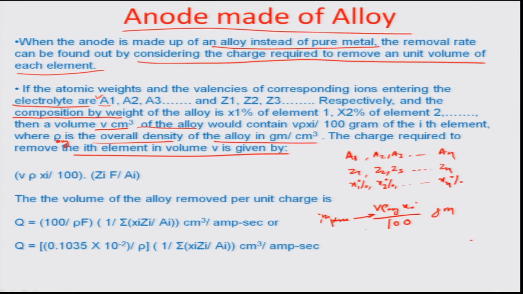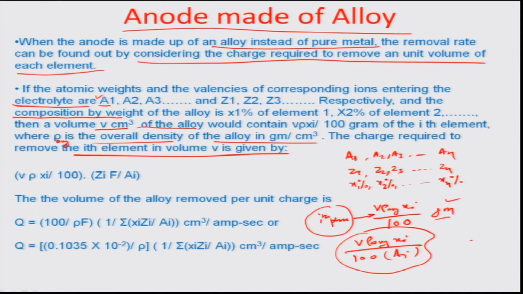If we consider how many moles of the ith phase are present in this mass, I just divide V rho average xi by 100 by Ai, which is the atomic weight of the ith phase. So, these many moles are present. That is how you go from grams to moles. And each mole, because it is the ith phase containing a valency Zi, would have exactly Zi charges to be transported.